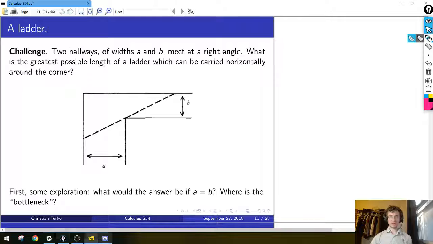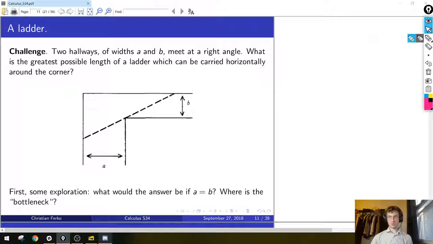Then we had this ladder problem. We saw that if you're carrying a thin ladder, a ladder which has length but no width, around a corner, the limiting factor is this bottleneck, where you have to think about just the length of the ladder. We discussed an interesting generalization where if you're carrying a sofa or something which has area, then you need to think about the area of this bend. But for the ladder, which has only length and no width, you just think about the dimensions of the hallway, A and B.